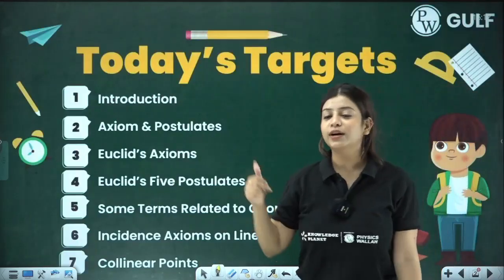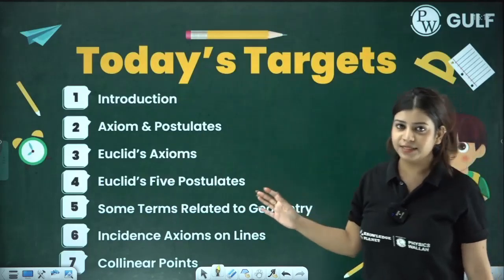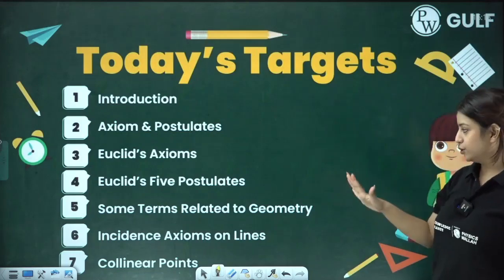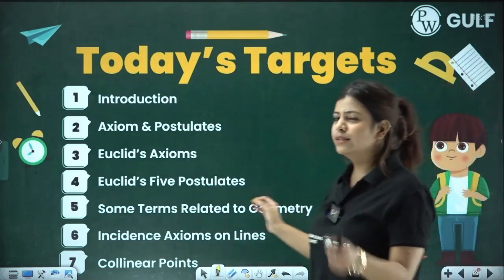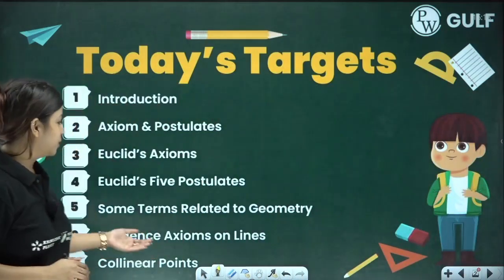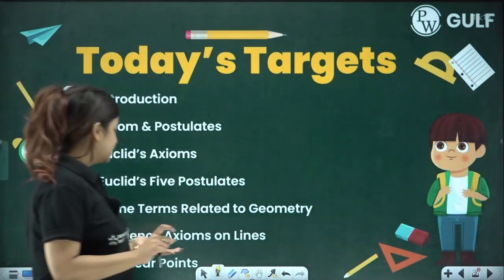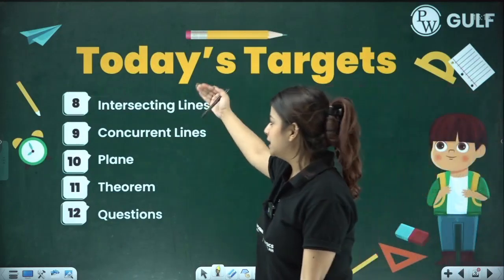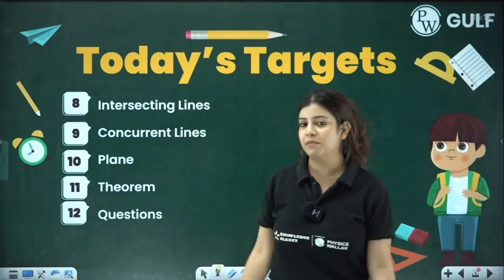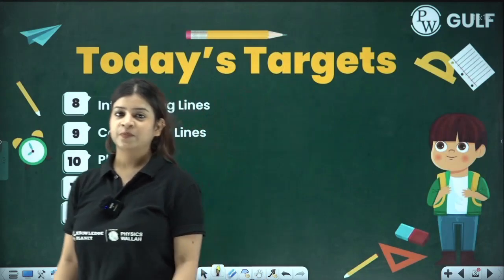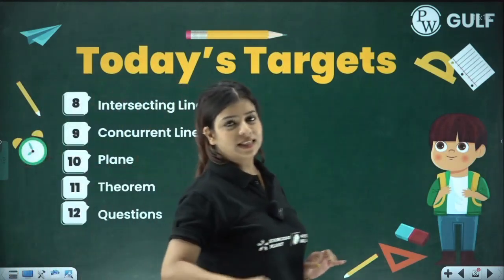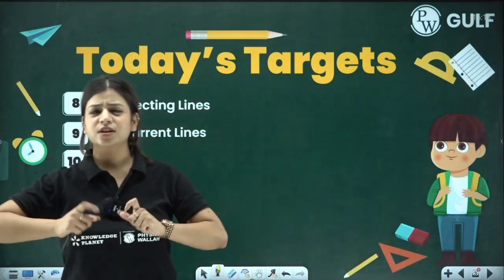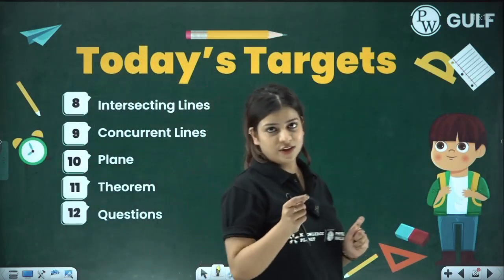So we are going to learn about the introduction, the axioms and postulates of Euclid, Euclid's axioms, Euclid's 5 different postulates. Then we are going to learn about some terms that are related to geometry, incidence axioms on lines, collinear points. Then we are going to learn about intersecting lines, concurrent lines, plane theorem and some important questions. So basically all these are the topics that we are supposed to cover today, and the axioms are just something that needs to be understood, right?